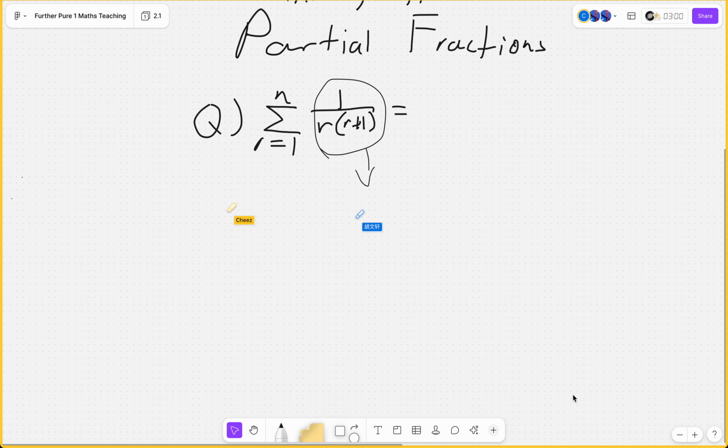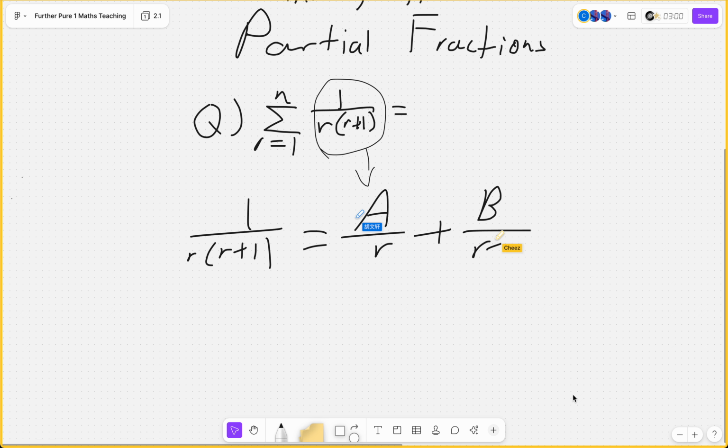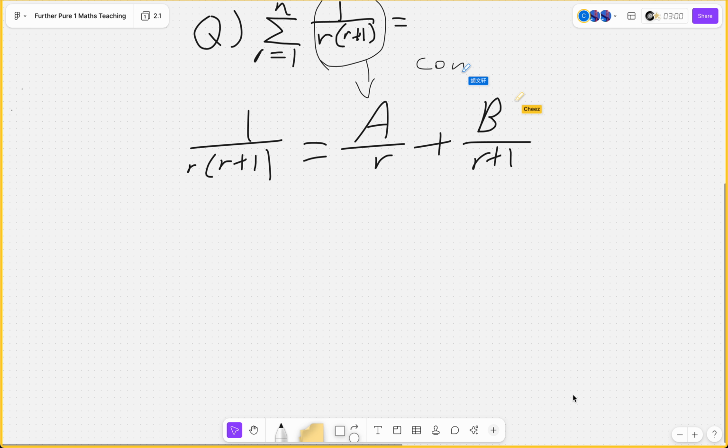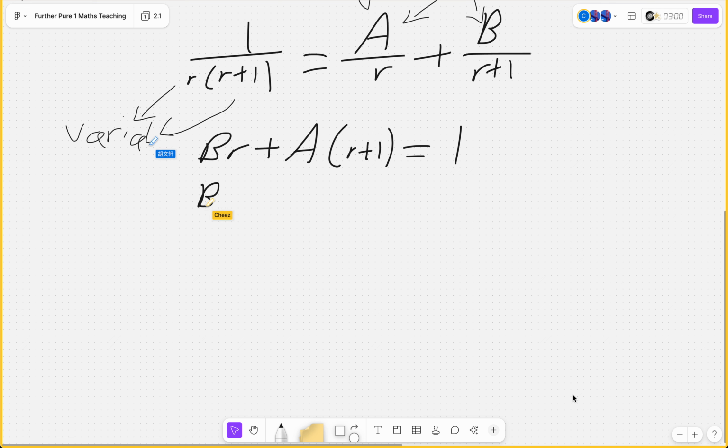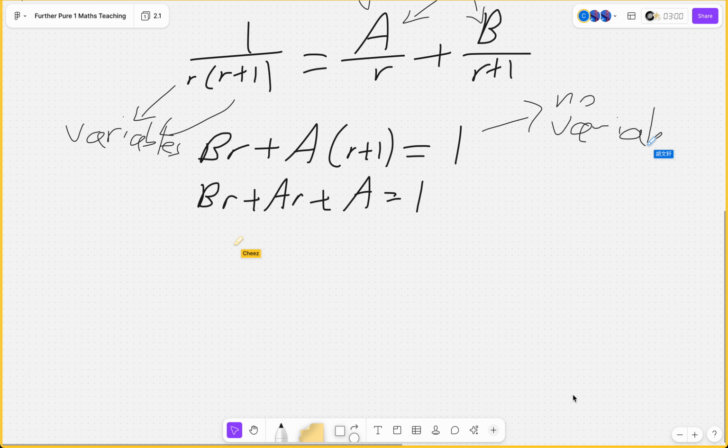So we can write the expression as 1 over r(r+1) equals some coefficient A over r plus some coefficient B over r plus 1. Now, through cross multiplication, you will know that B r plus A times (r plus 1) equals 1. Let's expand the brackets: Br plus Ar plus A equals 1. And collect the terms B and A.